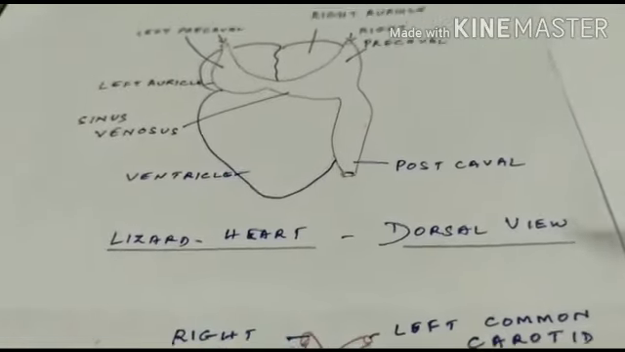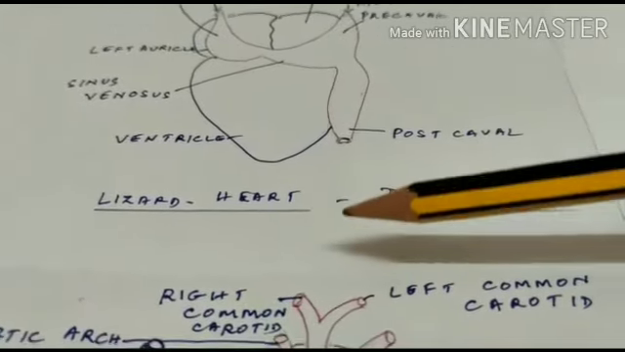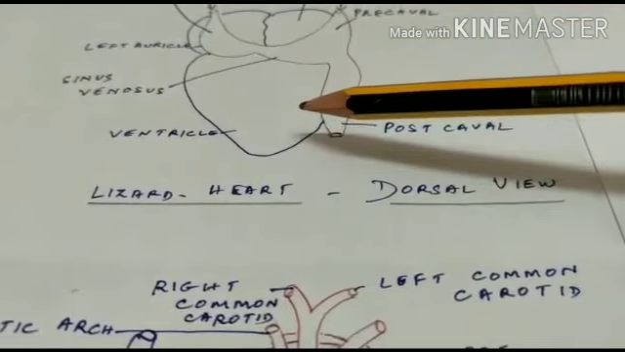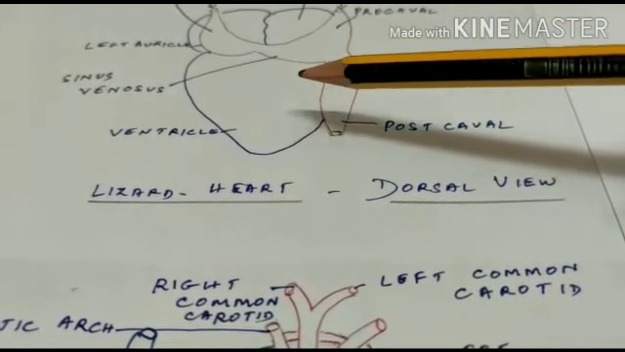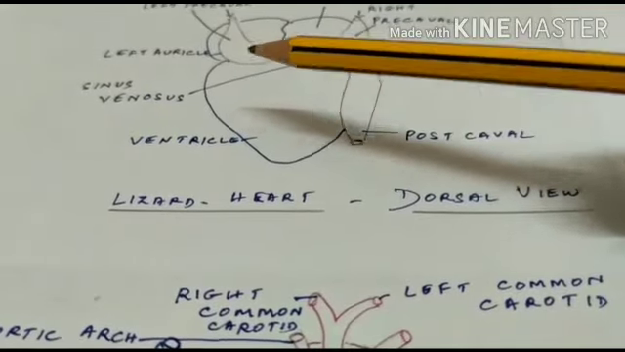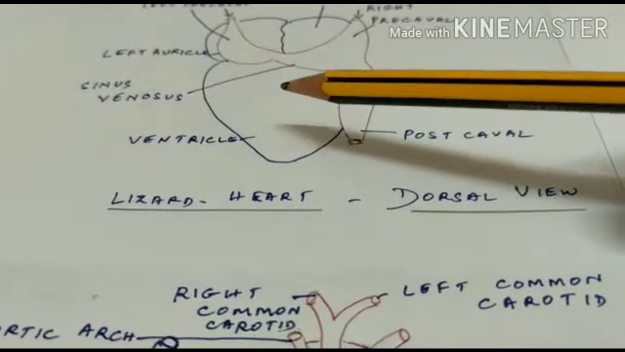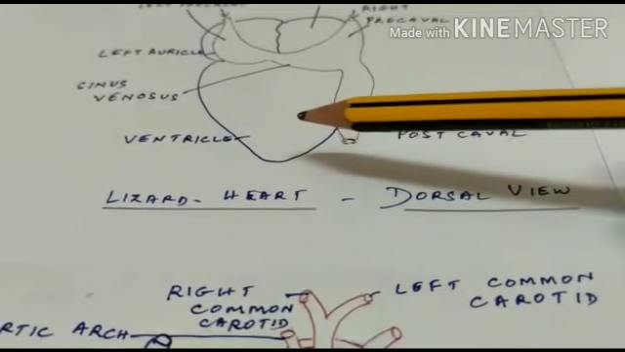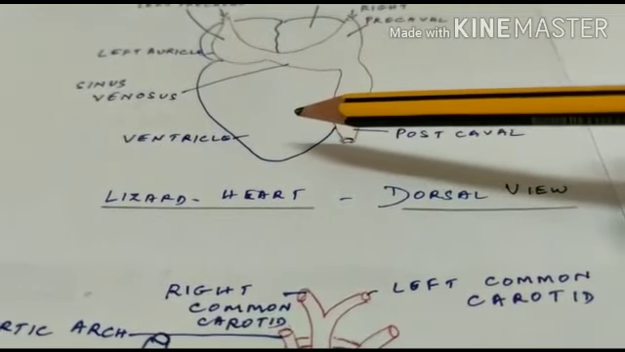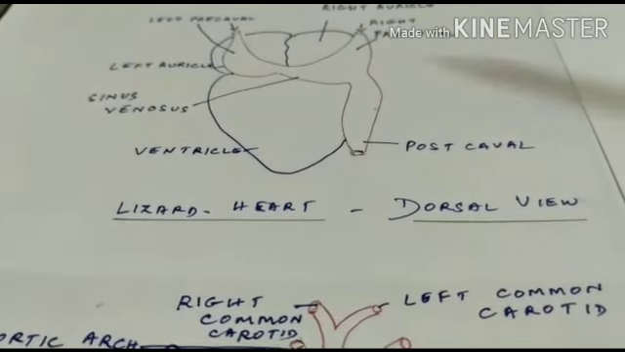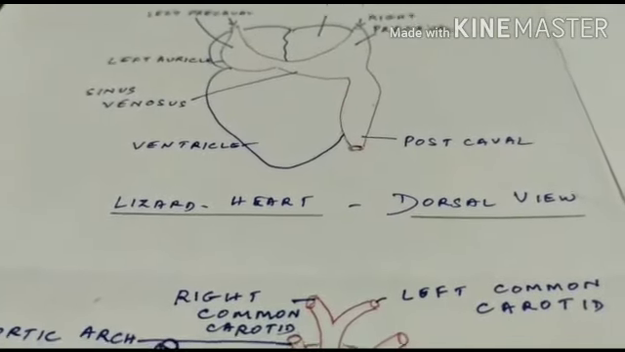And the main characteristic feature of this heart is that, to a certain extent, the deoxygenated blood and the oxygenated blood are kept separate. Of course, some kind of mixing does occur, but not as much as you find in the frog. So let us get started with the heart.